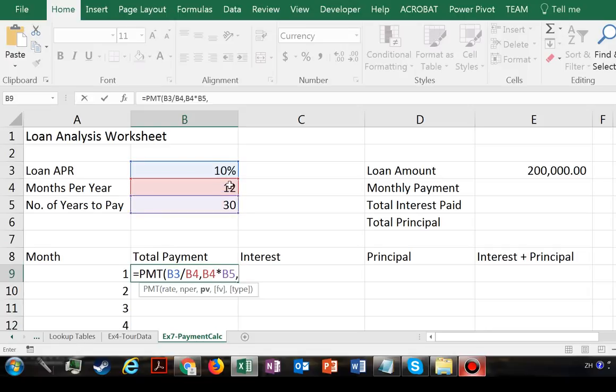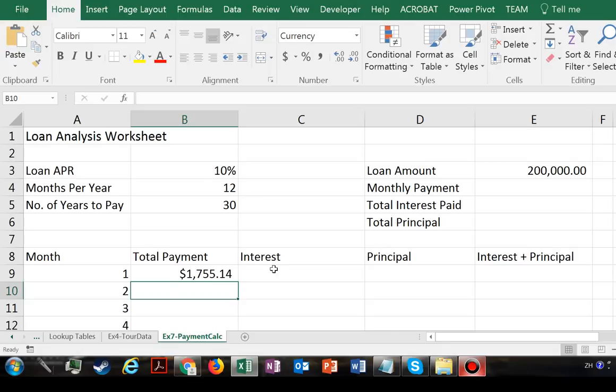The third argument is the present value of this loan. Now, the loan is currently worth $200,000, but since it's money that we owe, we put a negative sign in front of it. And the total payment we have to make for the first month on this loan is $1,755.14. Now let's calculate the amount out of this total payment that goes to paying off the interest.